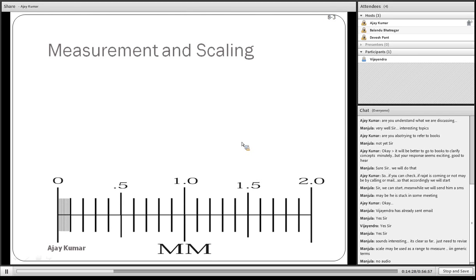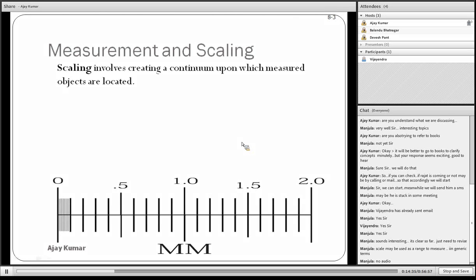Scaling would mean to create a continuum upon which you place a measured thing. So if I am having 2 as the intelligence level of an individual, then I will have a scale which would say 0 is least, 10 is better, or maybe 10 is least and 1 is better. This is a continuum, and on this continuum I will be placing my measurement. So if he stands at 2, I know on this continuum where I have to place him, where I have to locate him, and this is about scaling.